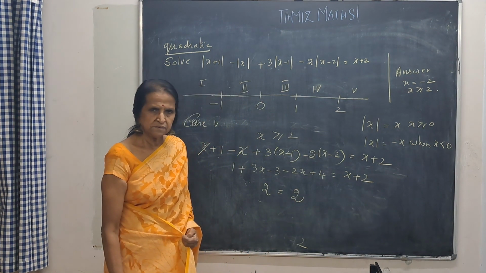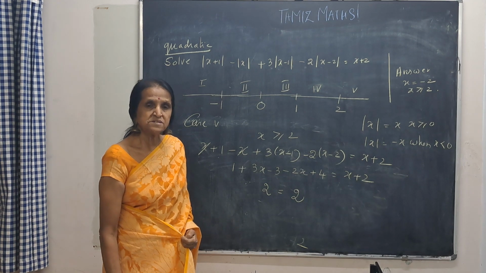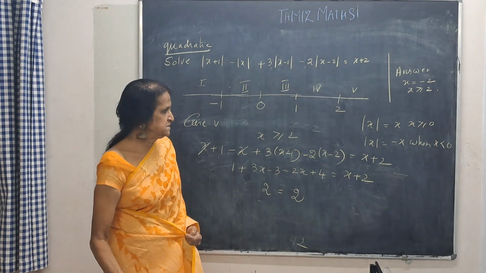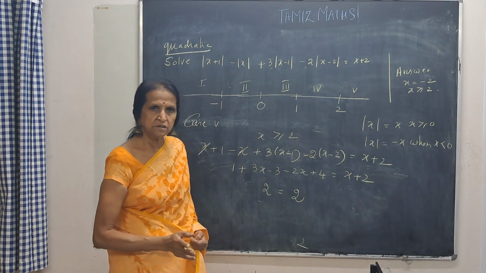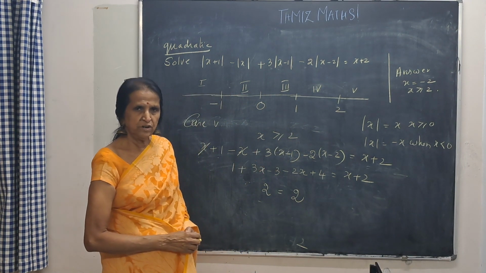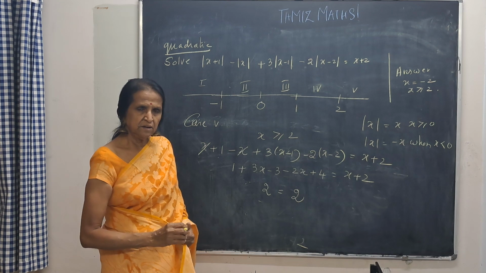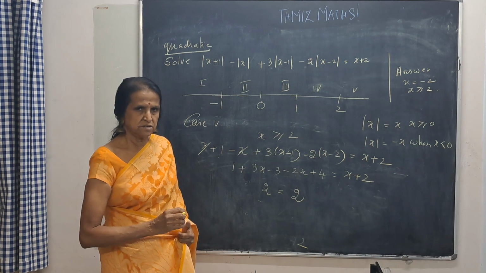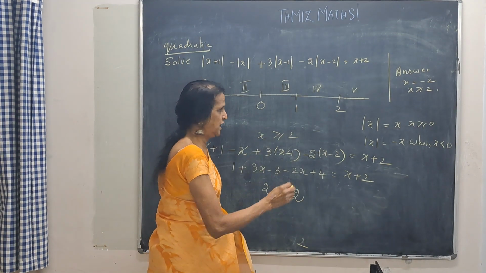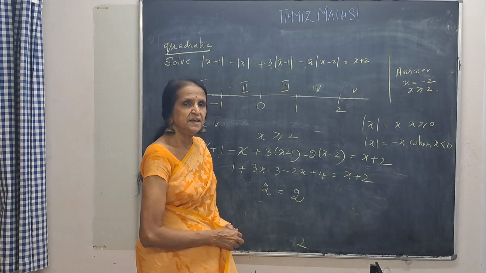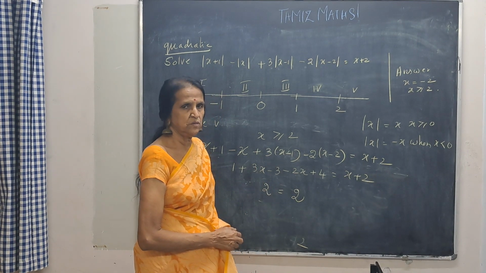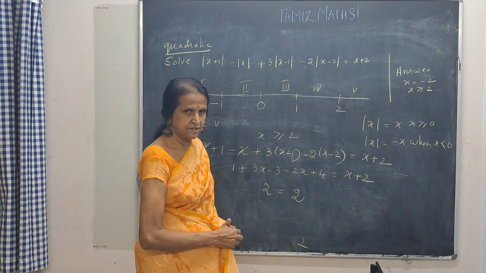Always correct? So what's the meaning of that? That means this interval is always valid. Which interval? X is greater than or equal to 2. So we get two particular answers. One is a particular value which is x equal to minus 2, and the other one is x greater than or equal to 2. A complete interval is a set of answers.